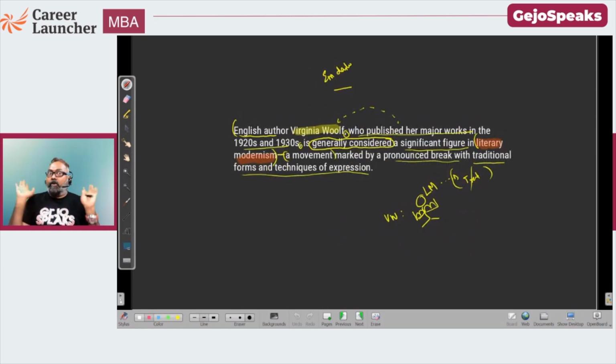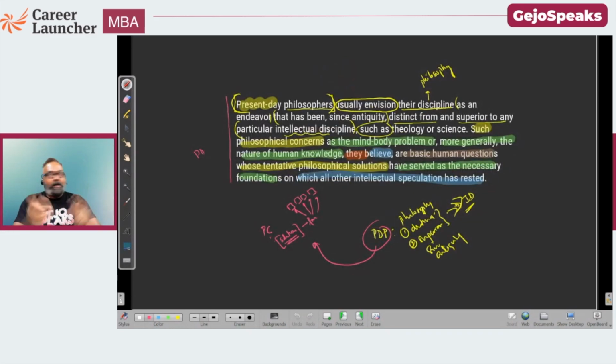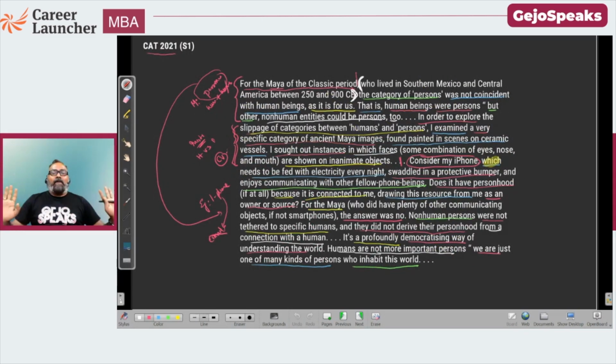Virginia Woolf, an English author. She is an amazing figure in literary modernism. You know what that is? It is a breakaway from traditional forms of writing. Present-day philosophers think philosophy is awesome, superior to anything else. There are a lot of concerns, the mind-body problem and so on, but forget all that. Basically, whatever solution these philosophical ideas give has become a foundation for everything else, and this has been there since antiquity. What is it for Maya? You don't know Maya? Some commas, just read it. Not important. Just read it.